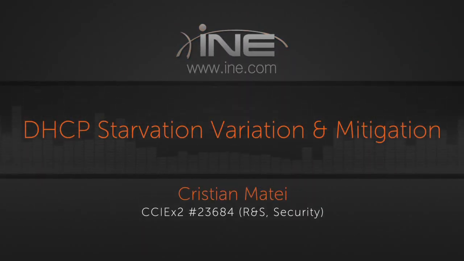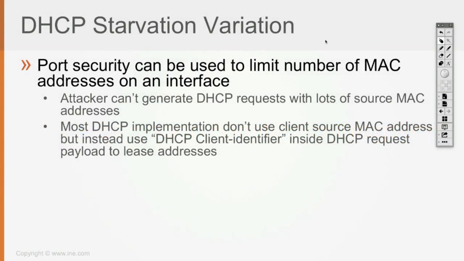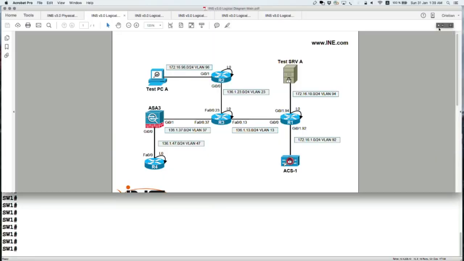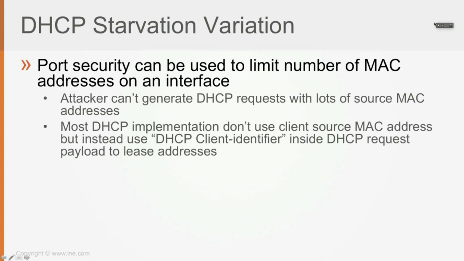Another variation of the DHCP attack is going to be that if you think about it, port security can be used to limit the number of MAC addresses seen on the interface. We've seen that before. So you may say that, okay, what I'm gonna do to defend against this attack, I'm gonna go on my switch where my clients are connected and configure port security so that the attacker is gonna be able to send packets, spoofed DHCP requests in the network with a single MAC address or two MAC addresses, depending on how many MAC addresses I allow on the port with the port security feature.